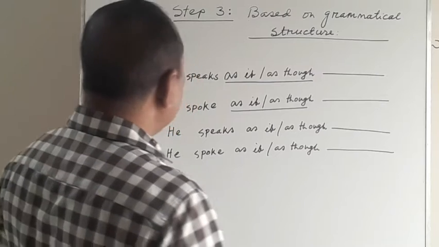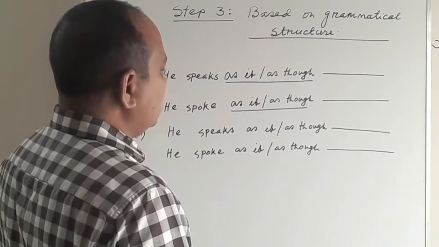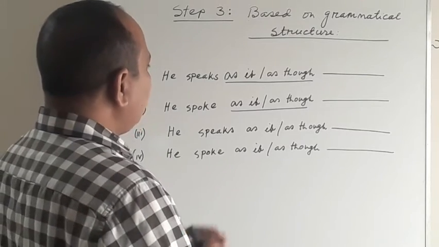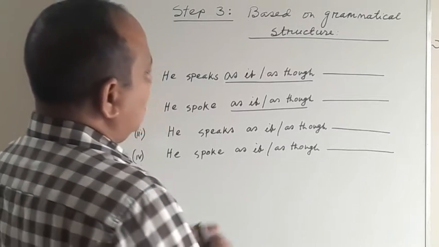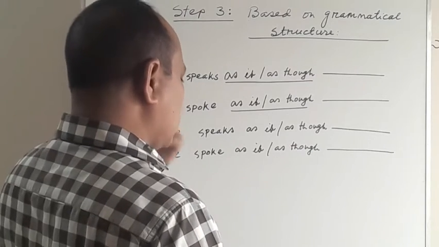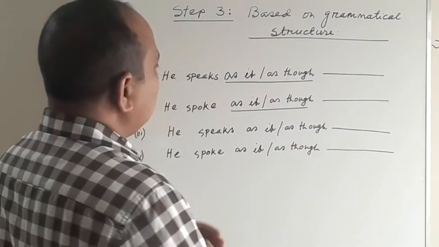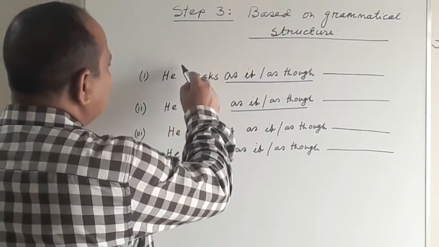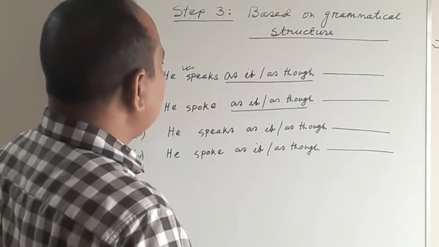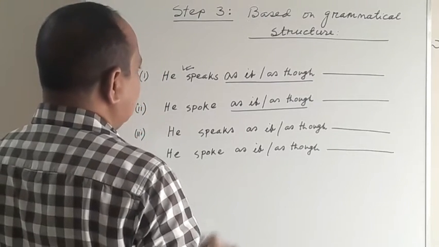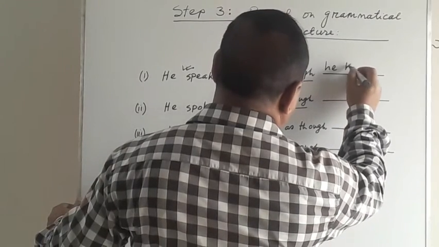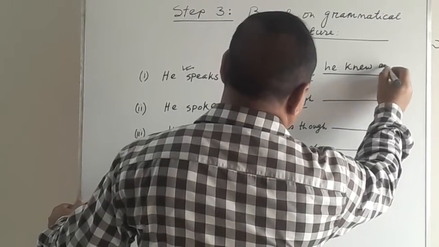Now, my dear students, using as if and as though in completing sentences. My dear students, you know, as if or as though links two clauses, that is principal clause and subordinate clause. So you will remember, if the first part is in the present tense, the second portion would be past indefinite tense. And this way we can write, he speaks as if or as though he knew everything.